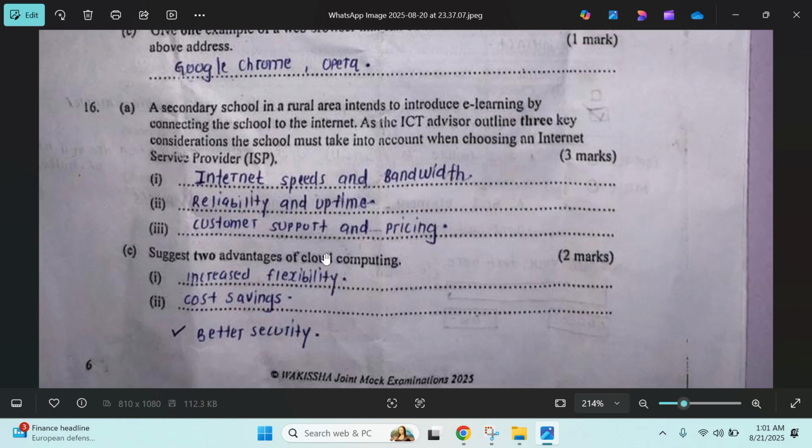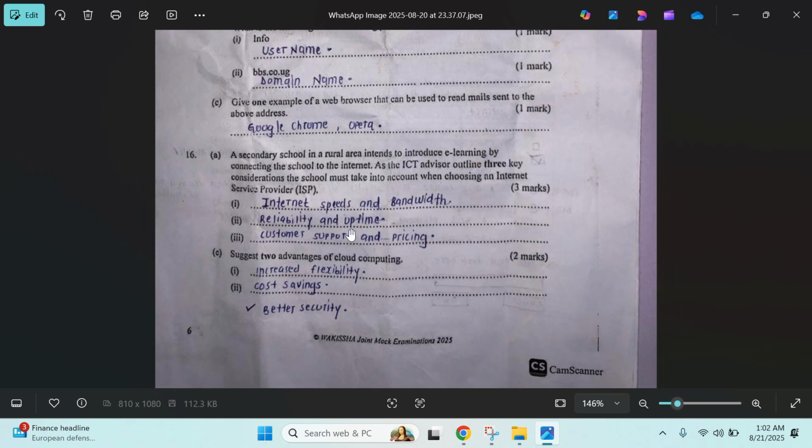The advantages of cloud computing are increased flexibility. You can access your files online on any computer if you want. You don't need to move around with a flash, a compact disk, or an external hard drive. You just need to move around freely and access a computer with internet. Even it's cost saving, it's kind of cheaper, and it has better security. Remember, you're securing your drive with a strong password. Yeah, that was number 16, as I head to number 17 of that paper.